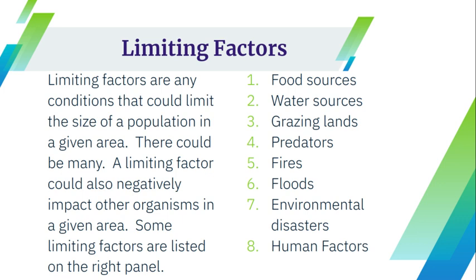Limiting factors. Limiting factors are any conditions that could limit the size of a population in a given area. There could be many. A limiting factor could also negatively impact other organisms in a given area. Some limiting factors are listed on the right panel. For example, food sources, water sources, grazing lands, predators, fires, floods, environmental disasters like earthquakes, human factors such as pollution. All of these could limit the ability of a population to survive in a given area.